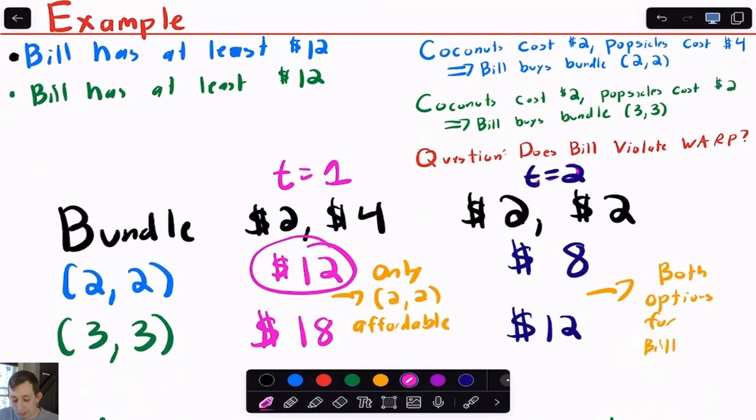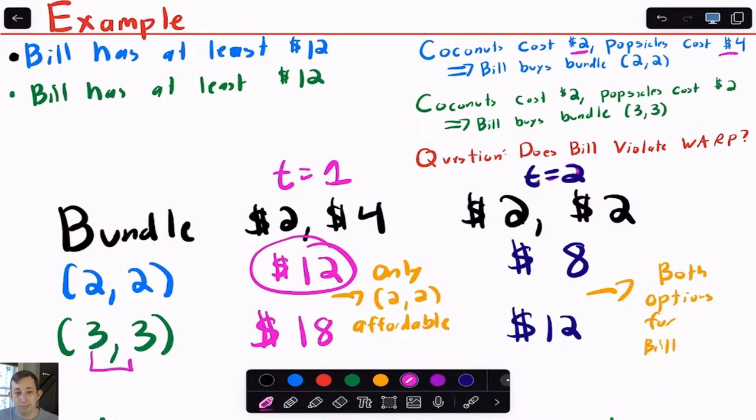If we think about the 3-3 bundle that he could have bought on day one, well, the price of the bundle 3-3 at prices 2-4 would have cost $18. So we could say it's probably the case that that bundle was not affordable to Bill on day one. It's probably why he chose 2-2 and not 3-3.